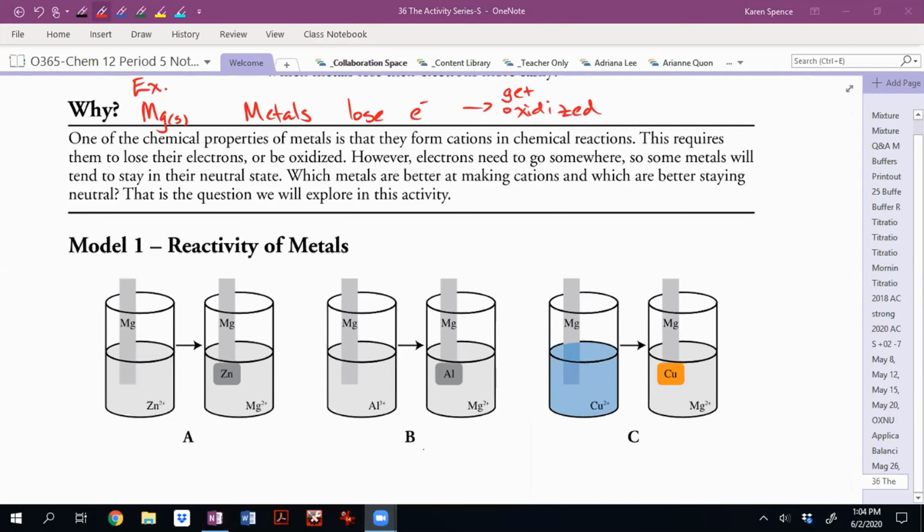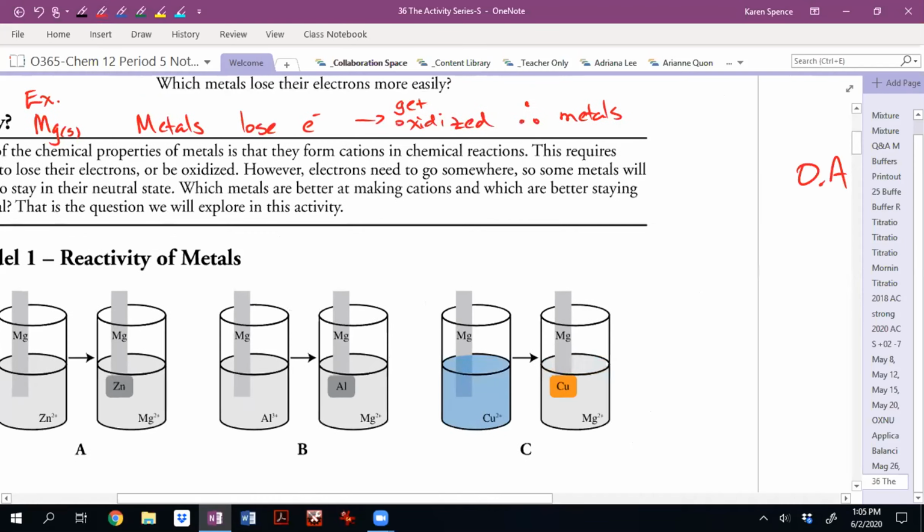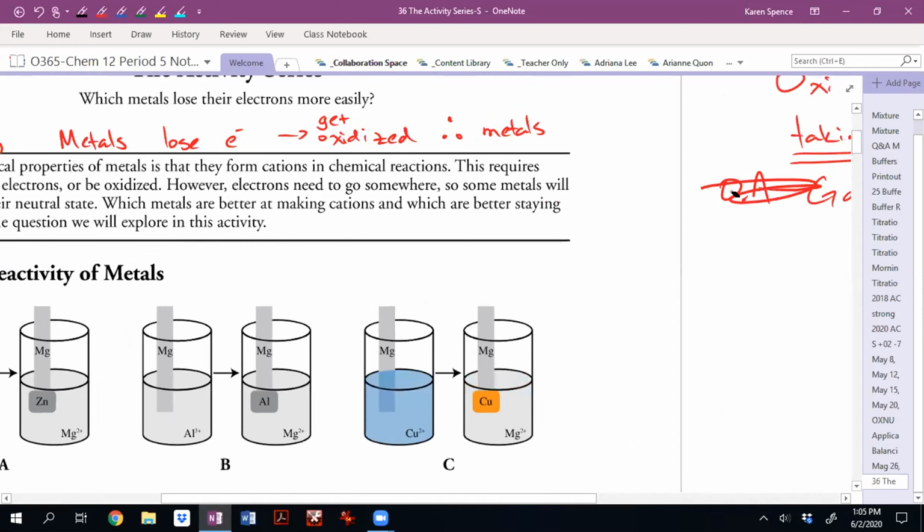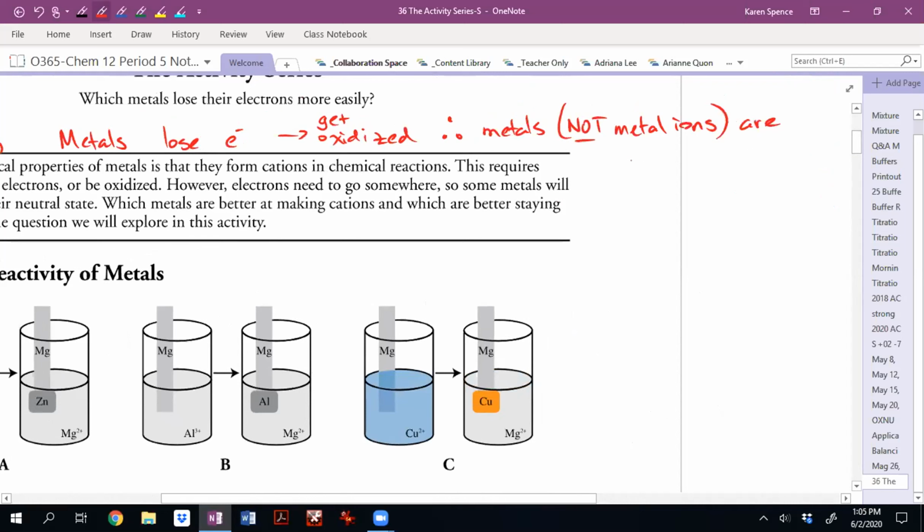Yeah, they're reducing agents. Sorry, I was just having a problem with my chat. You guys have been answering me and I haven't been seeing it. Yeah, so they are reducing agents. Therefore, metals, and when I say metals, I don't mean metal ions. Okay, so this is metals, not metal ions, are reducing agents. So we're going to be using that language as we move through here today.